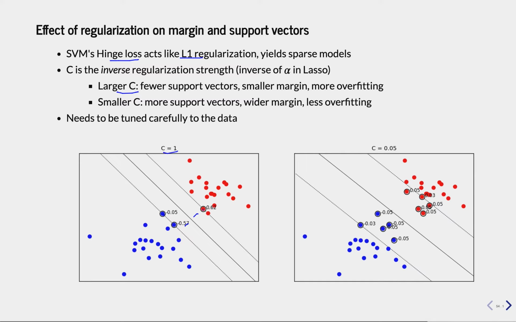Right? If we relax C, so we have a smaller penalty for errors, this will mean that fewer of these coefficients will be 0, so there will be more points. And so basically every point in the margin is a support vector. Okay? And so this gives us wider margins. And hopefully this also means less overfitting. But again, the correct value is not known beforehand. You have to tune that based on your data.